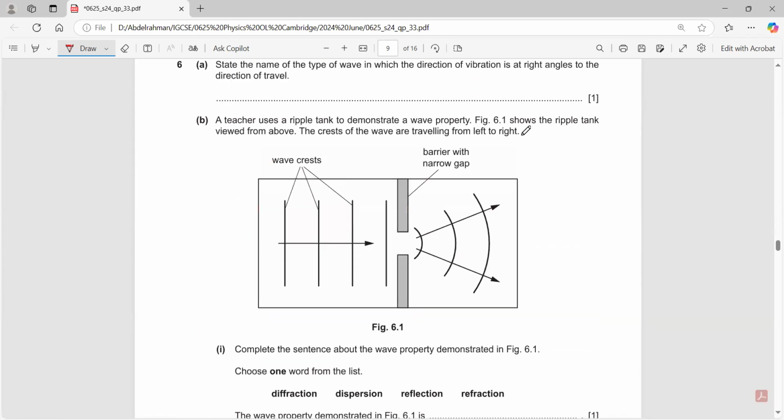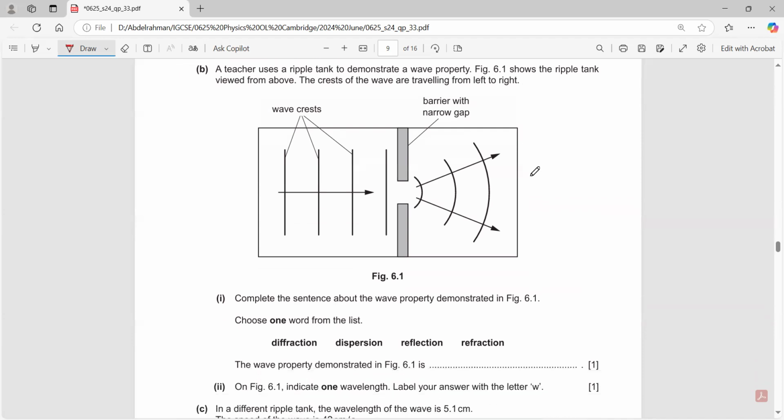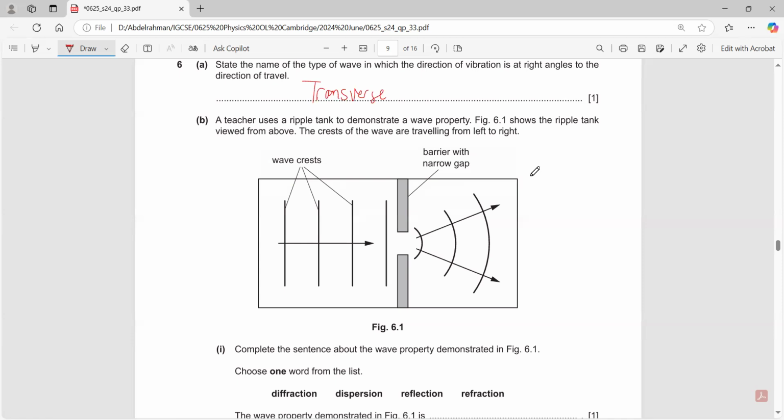State the name of the type of wave in which the direction of vibration is at right angles to the direction of travel. Right angles, perpendicular. We had two types of waves; which of them moves perpendicularly? The transverse. Excellent.